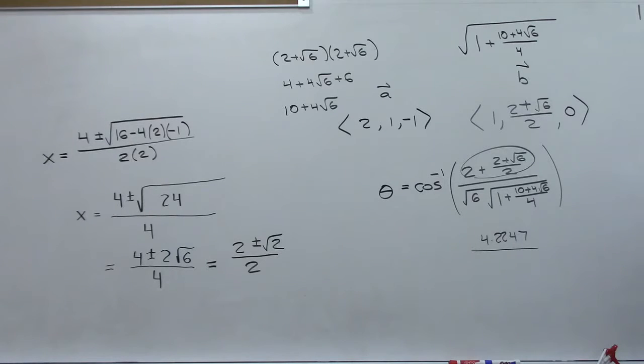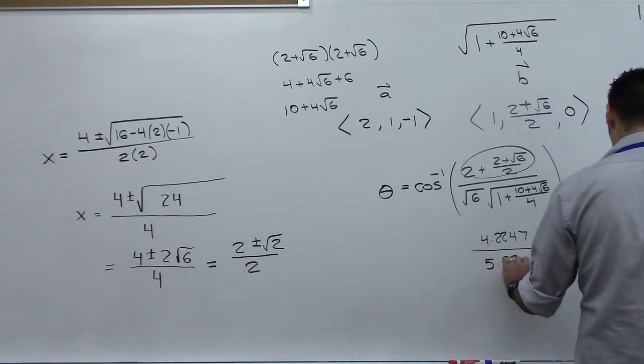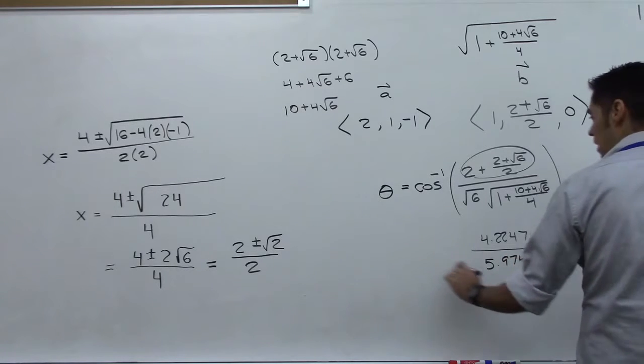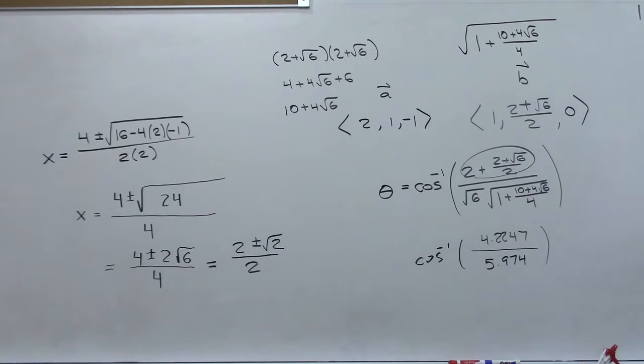6 root times 4 plus 10 divided by 4 plus 1 square root times 6 root. I'm getting 5.974, something like that. And I'm going to take cosine inverse of this. So let me try that.